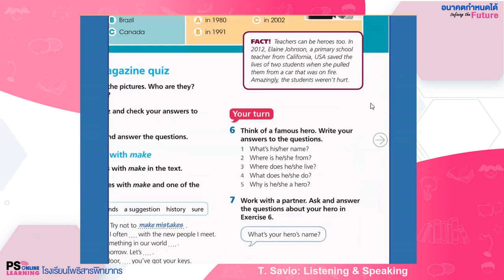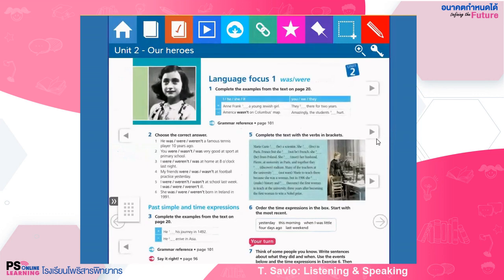Think of a famous hero. Write your answers to the questions. Okay, so we can just think about this for now. When we come back, we can discuss it. What's his name? Where is he from? Where does he live? What does he do? Why is he a hero? So if you select a hero, you should be able to answer some questions about him or her. But we'll keep this for later when we are back in the classroom.